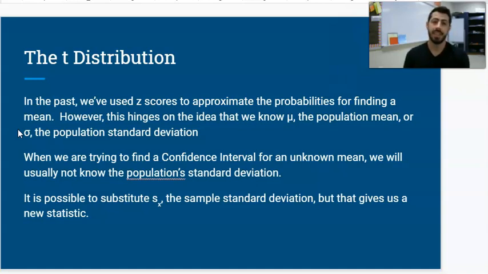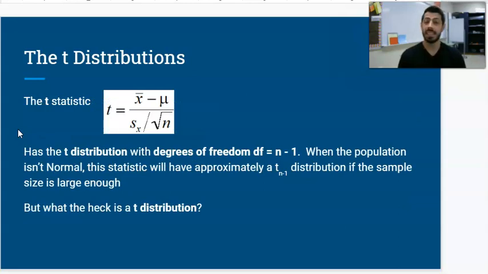However, this hinges on the idea that we know mu, the mean, and sigma, the population standard deviation. When we're trying to find confidence intervals for an unknown mean, we're probably not going to know the population standard deviation either. If we don't know the population's mean, we're not going to know the population standard deviation. It only makes sense. We can substitute a sample standard deviation in place of the population standard deviation, but that gives us a completely new statistic. That statistic is the t-statistic.